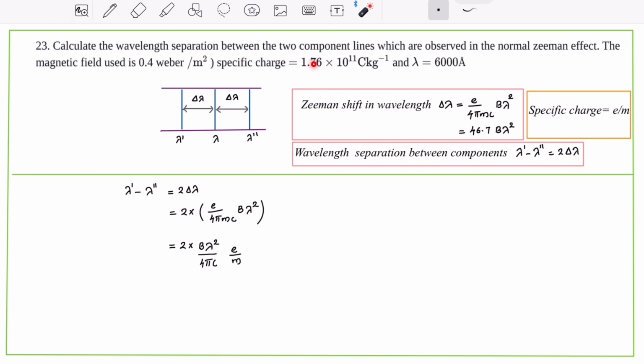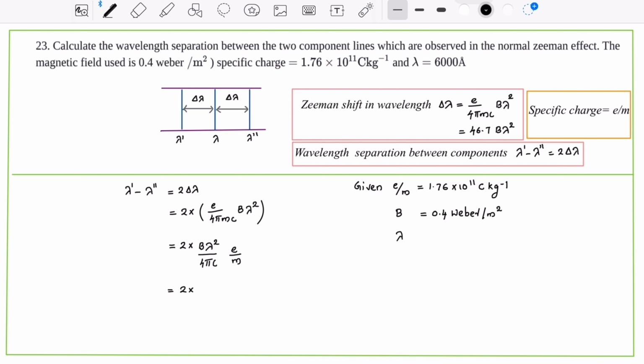In the present problem, the specific charge is given. Specific charge is nothing but e by m, and the value of e by m is 1.76 into 10 raised to 11 coulomb per kilogram. Also, the magnetic field used is 0.4 Weber per meter square, B is equal to 0.4 Weber per meter square, and the wavelength used is 6000 angstrom, that is 6000 into 10 raised to minus 10 meter.